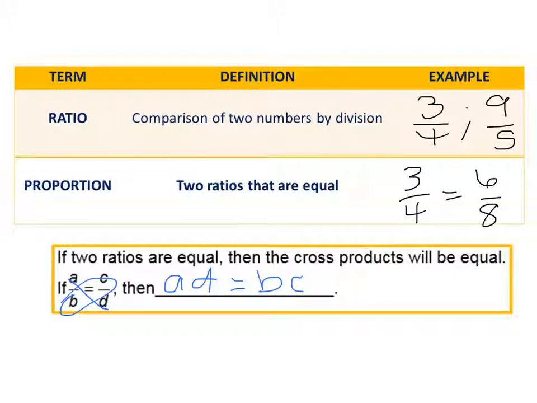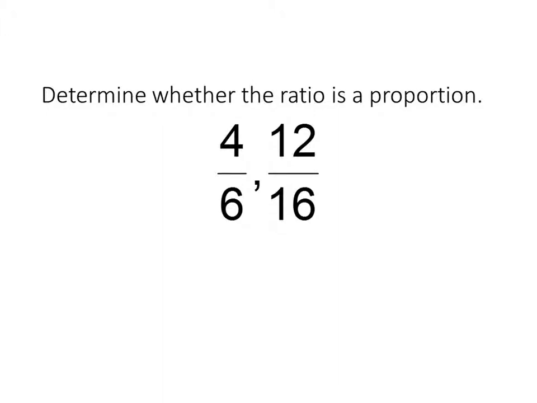Let's look at the examples. Determine whether the ratio is a proportion. Well, we said, if you remember on the last slide, a ratio is a proportion if their cross products are equal. So we're just going to cross multiply. 4 times 16 and then we're going to multiply 6 times 12. Is it equal?